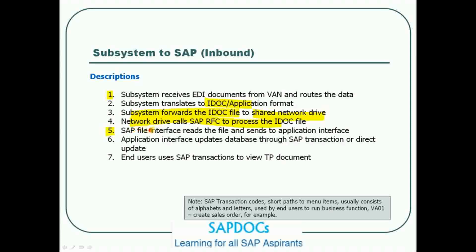Step 5, SAP file interface reads the file and sends to application interface. Application interface updates the database through SAP transaction or direct update. End users use SAP transaction to view the TP document, and that ends the process.